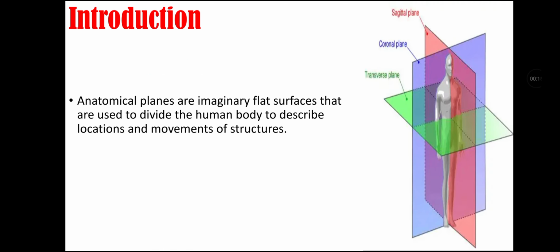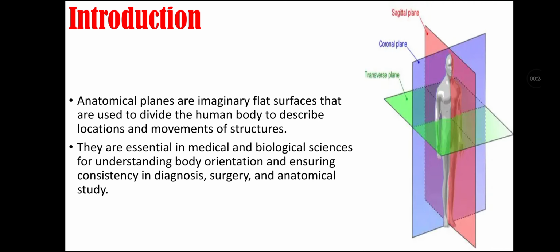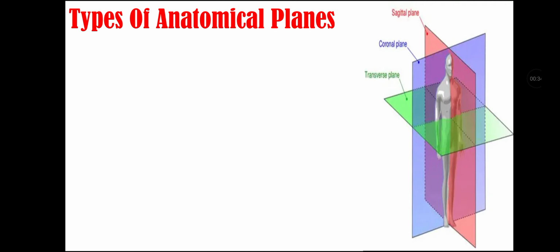Anatomical planes are imaginary flat surfaces that are used to divide the human body to describe location and movements of structures. They are essential in medical and biological sciences for understanding body orientation and ensuring consistency in diagnosis, surgery, and anatomical study. Types of anatomical planes.